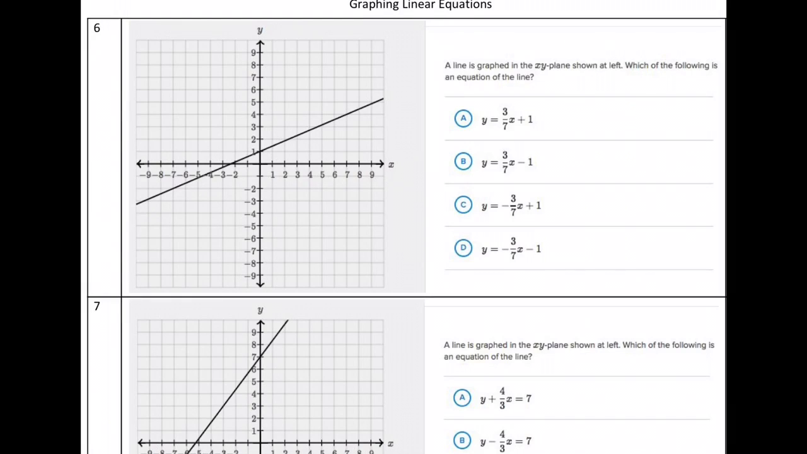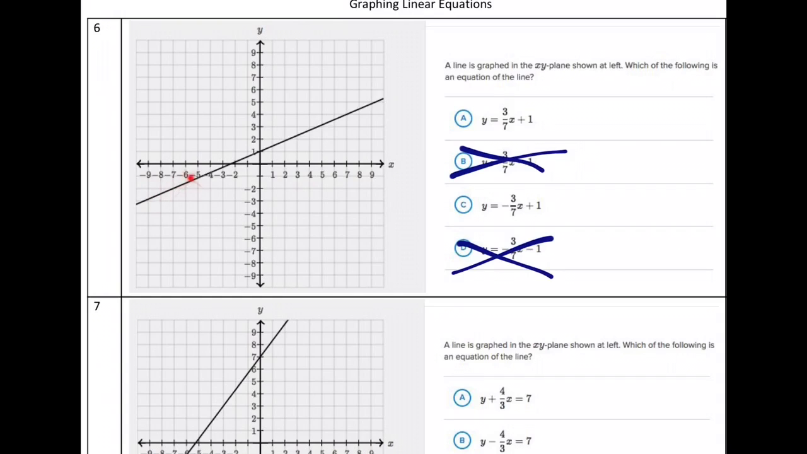Number 6. A line is graphed in the xy plane shown at left. Which of the following is an equation of the line? I see here that my y-intercept is a positive 1. This allows me to rule out B and D because they have the wrong intercept.